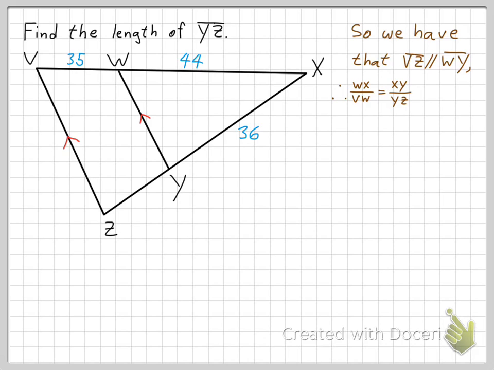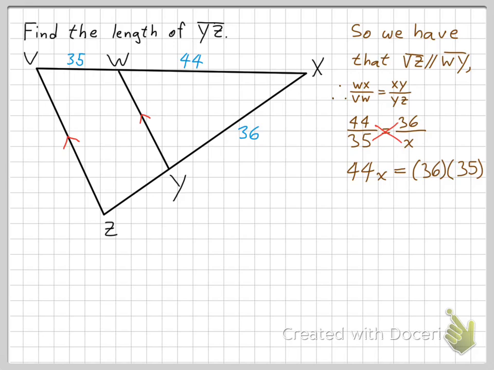Therefore, WX divided by VW is going to be the same as XY divided by YZ, the value that we need to find out. So let's plug those numbers in and see what we get. Okay, so we have 44 divided by 35 is equal to 36 divided by x, and then we cross multiply and get that 44x is equal to 36 times 35.